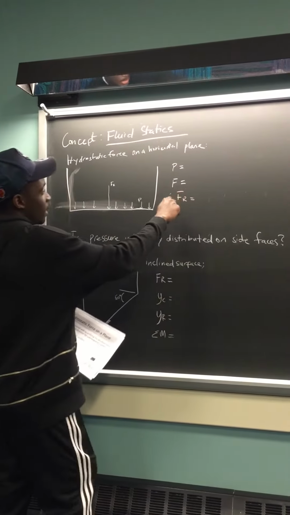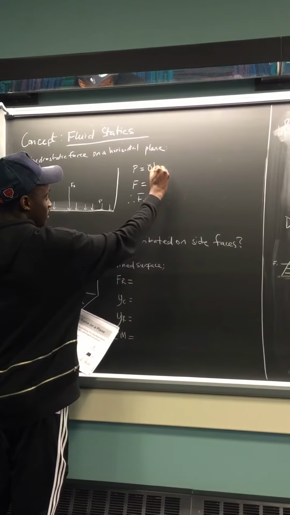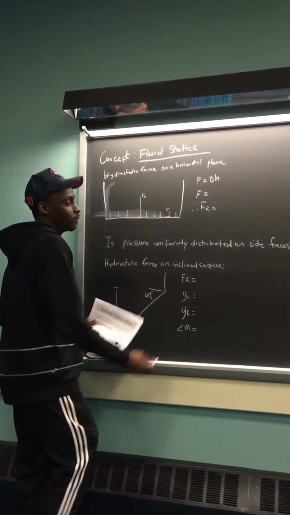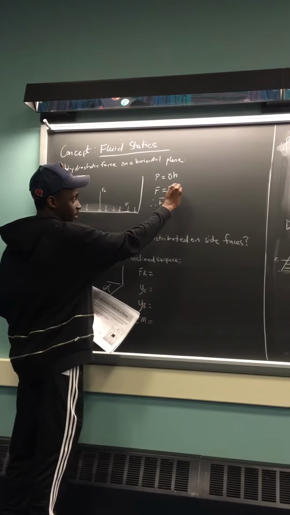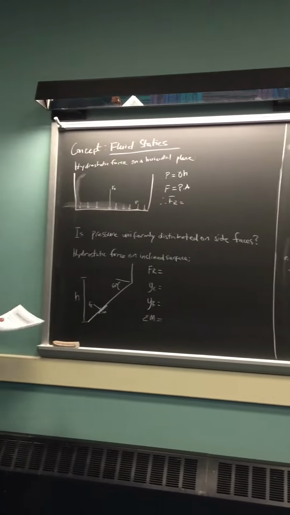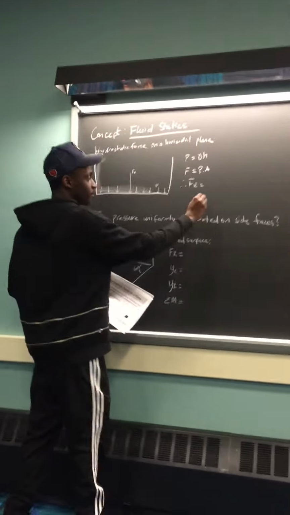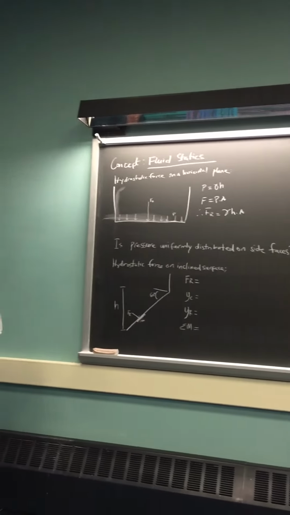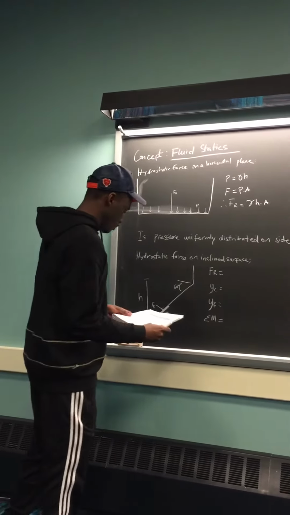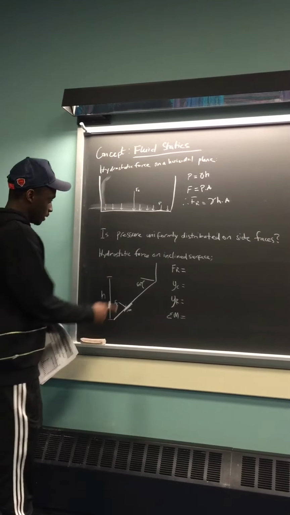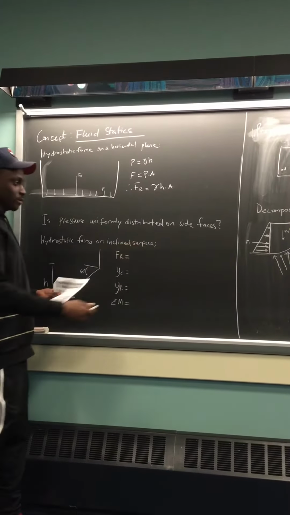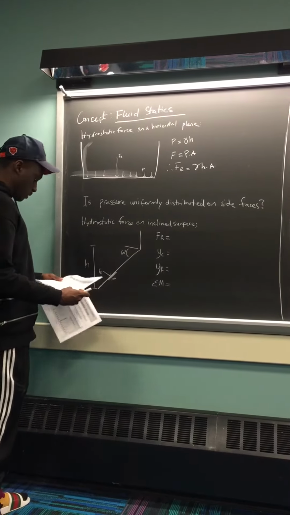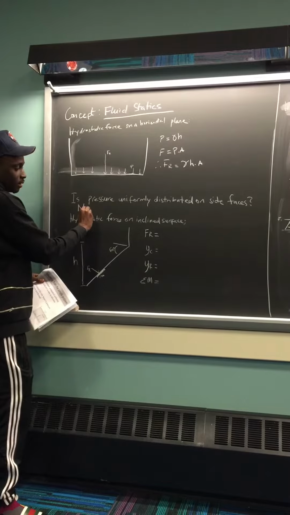So with the pressure, the formula we're going to have is gamma times H for the pressure, and for the force, we know that our force is pressure times area. So to solve for our resultant force in this case, we're going to have gamma H times area. So from there, we move ahead to this question and we ask, is pressure uniformly distributed on the sides of the forces? And the answer to this question is no, because the pressure increases with depth.